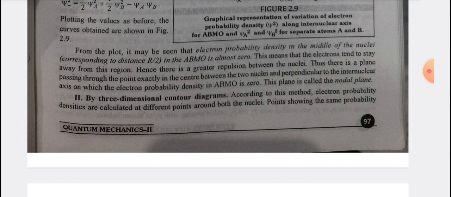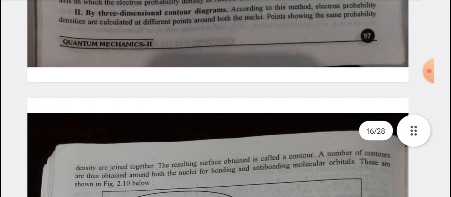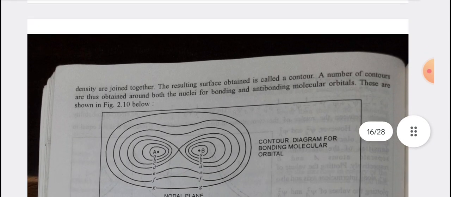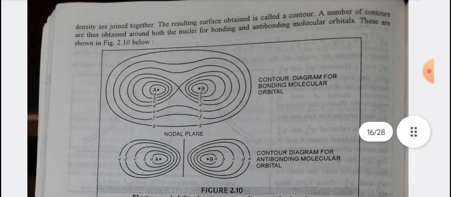Second, by three-dimensional contour diagram. According to this method, the electron probability densities are calculated at different points around both nuclei. Points having the same probability density are joined together. The resulting surface obtained is called a contour. A number of contours are thus obtained around both the nuclei for bonding and anti-bonding molecular orbitals. These are shown in figure 2.10 below.